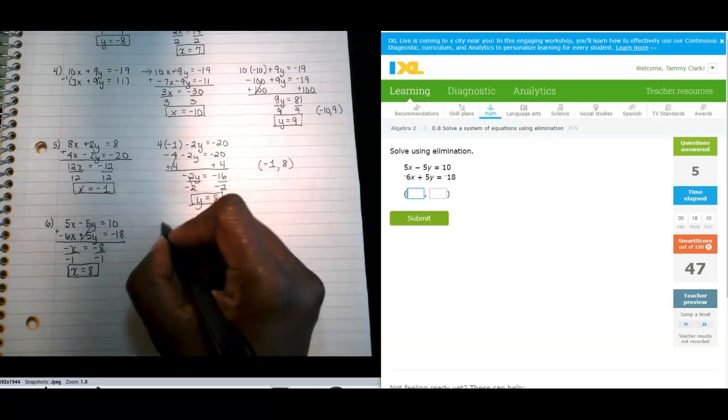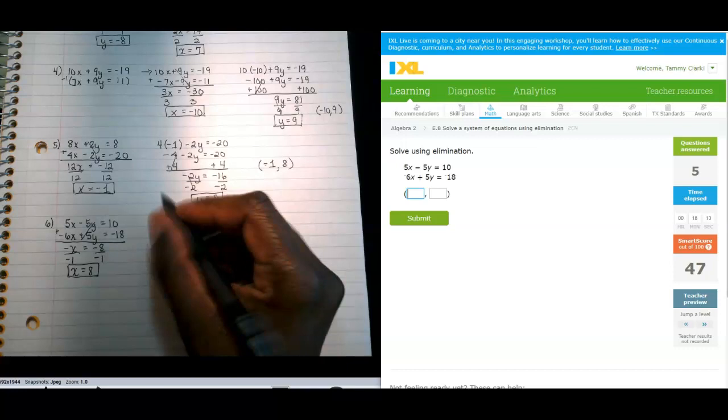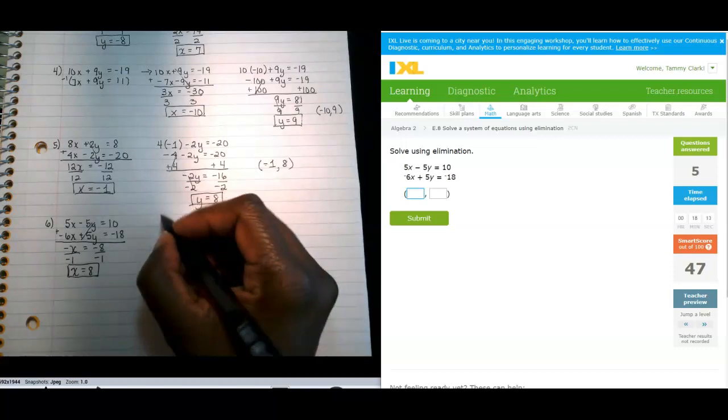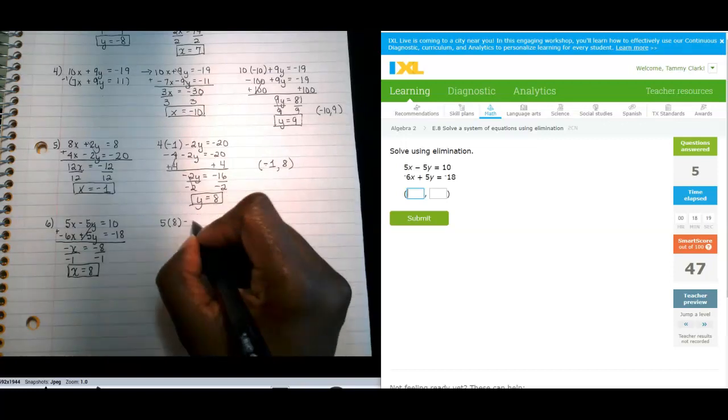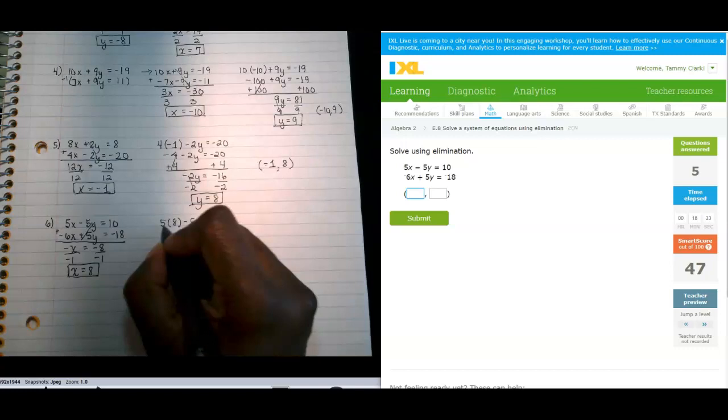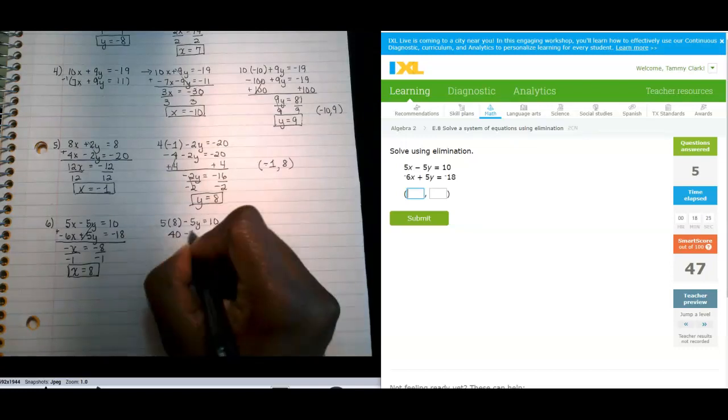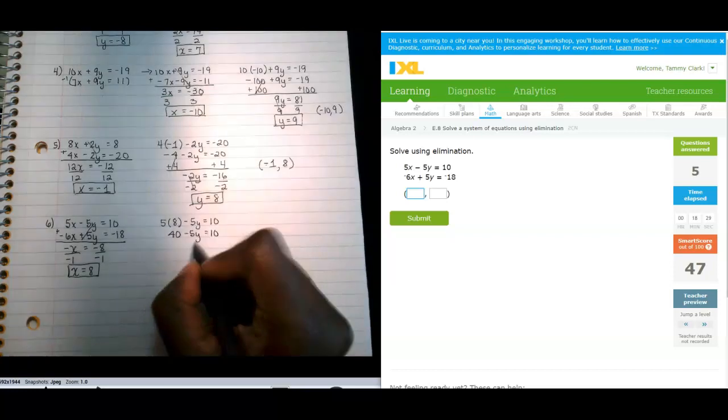Choose either equation to solve for y by using the value of x. So I'll just choose the top one here. 5 multiplied by 8 minus 5 multiplied by y equals 10. Well, 5 times 8 is 40. Minus 5y is equal to 10.